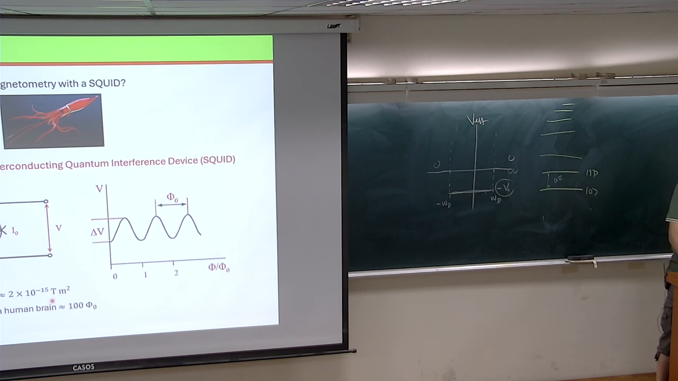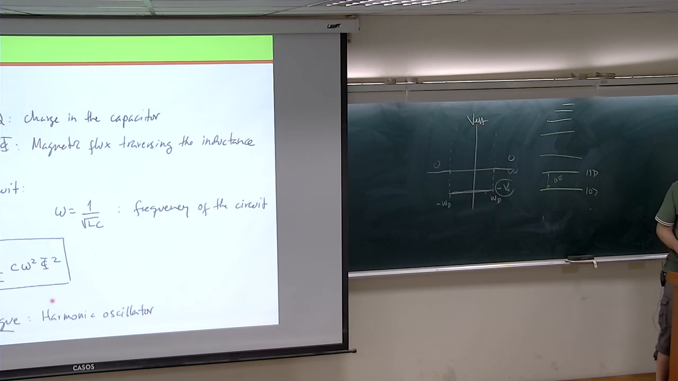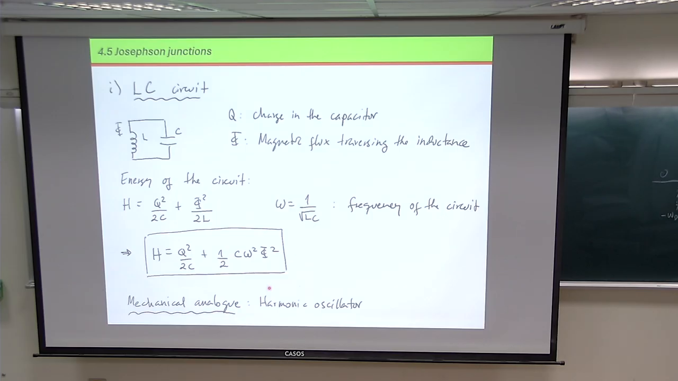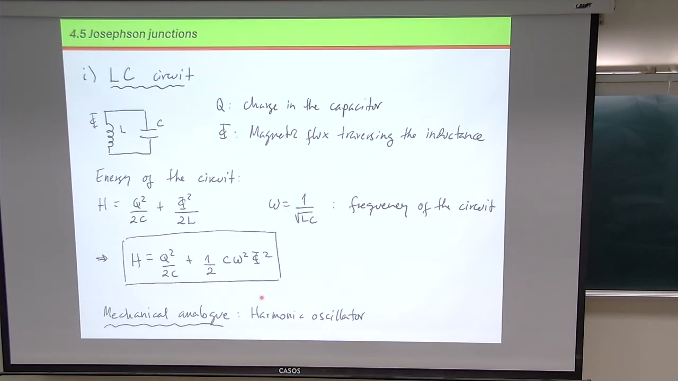So this is what you can do with a circuit containing a Josephson junction. If you look at the LC circuit, you have an inductance and a capacitor. The total energy in the circuit is the energy of the capacitor, which is the charge squared divided by 2 times the capacity, plus the energy of the inductance, which is the flux squared over 2L, where L is the inductance. The frequency of the circuit is 1 over the square root of LC, and I can write this in terms of the frequency. This is the Hamiltonian.